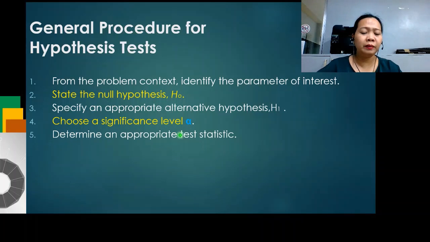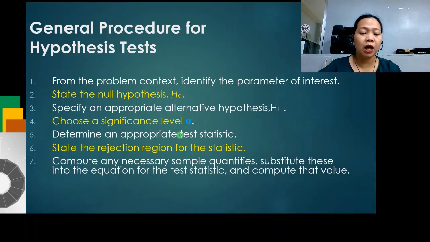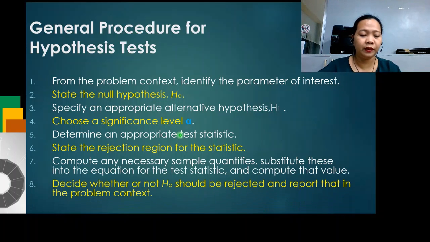Fifth, determine the appropriate test statistic. So our test statistic used is the Z statistic. Sixth, state the rejection region for the statistic. Seventh, compute any necessary sample quantities, substitute these into the equation for the test statistic, and compute that value. Then eighth, decide whether or not your null hypothesis should be rejected and report that in the problem context.